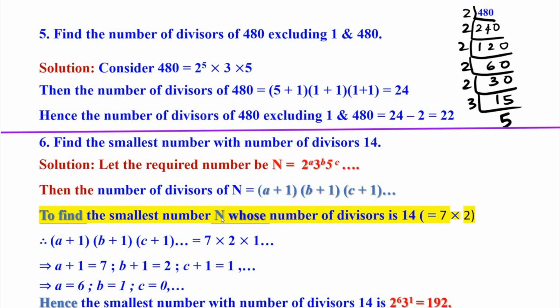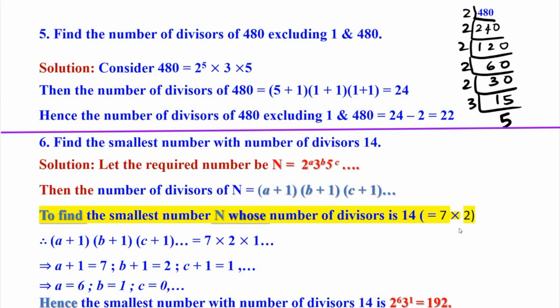So to find the smallest number whose number of divisors is 14, we write it not as 2 into 7 but, in descending order, as 7 into 2. Here we write the primes in ascending order, whereas for the indices, to compute them, we write the number of divisors in descending order as a product of primes. Not prime powers but a product of primes. So we have a plus 1, b plus 1, c plus 1, etc., equated to 7 into 2 into 1 into 1.